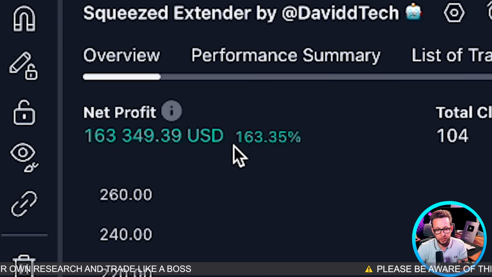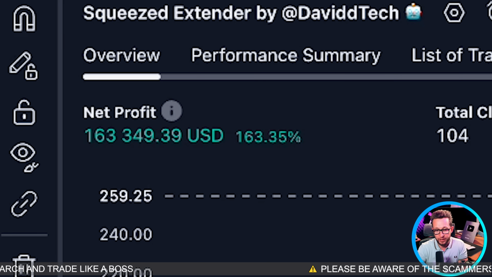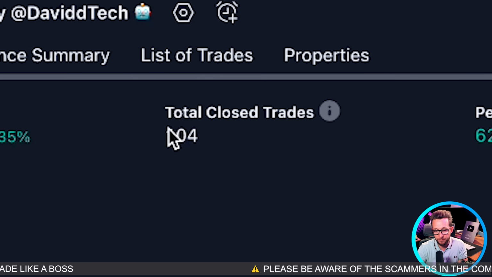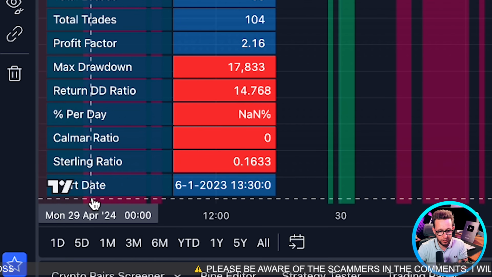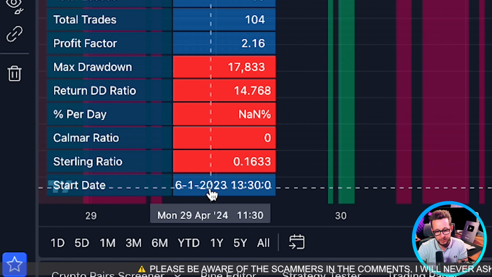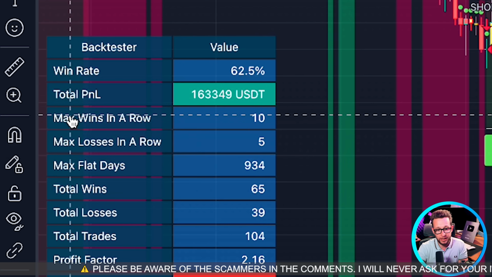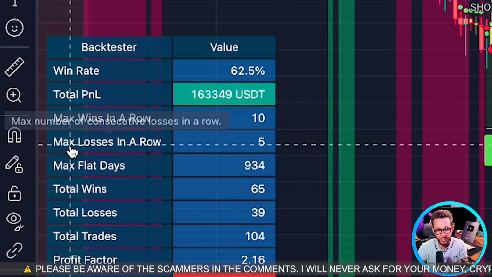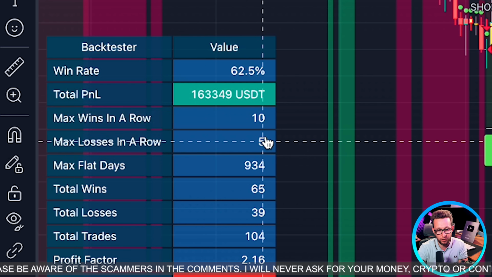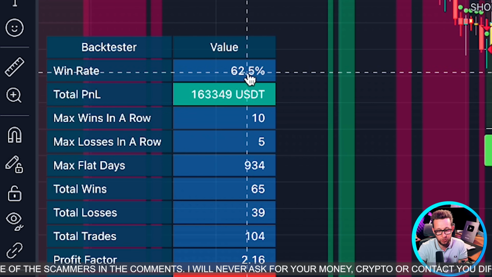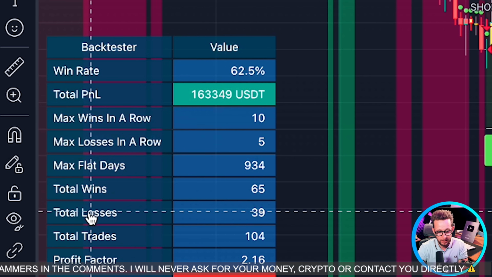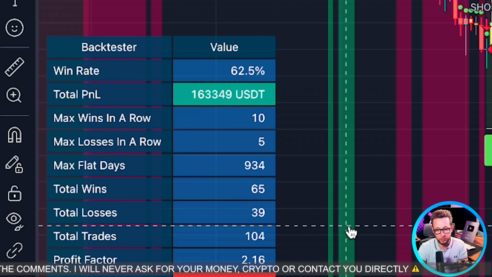You would have had 163% net profit on that smaller period and only 104 trades. So if I look at the first trade, it would have been back in January 2023. We would have had 10 max wins in a row and 5 max losses in a row, and the current win rate is 62%, almost 63%. Total trades would be 104.